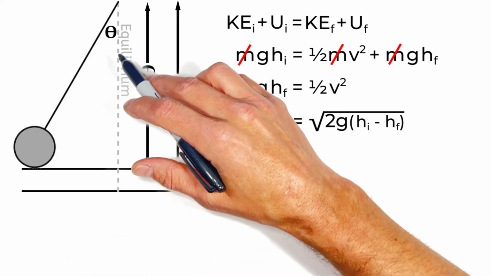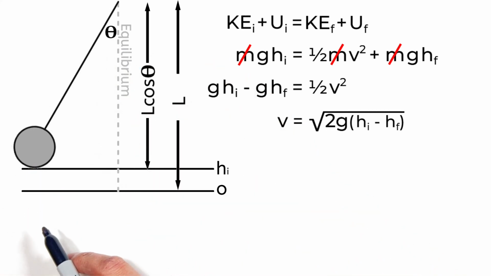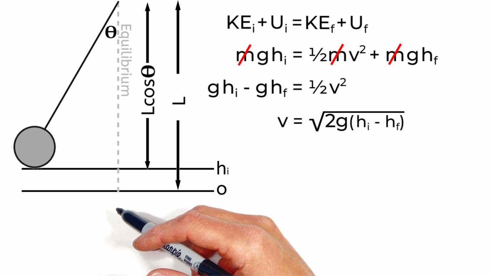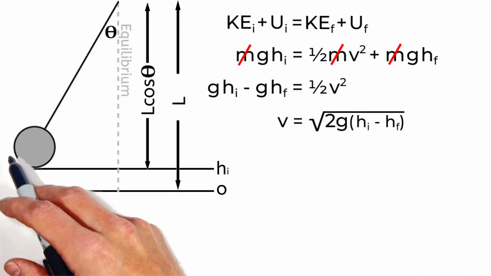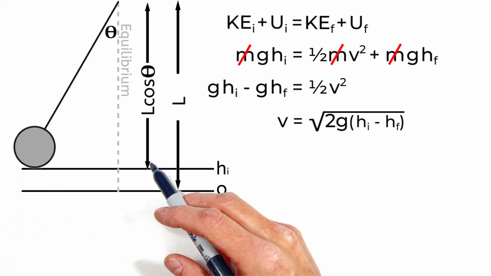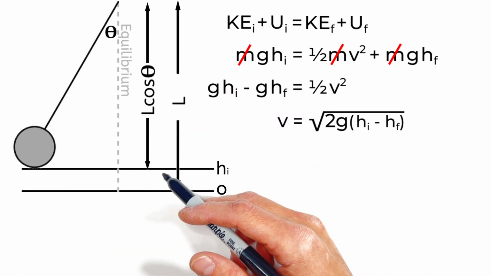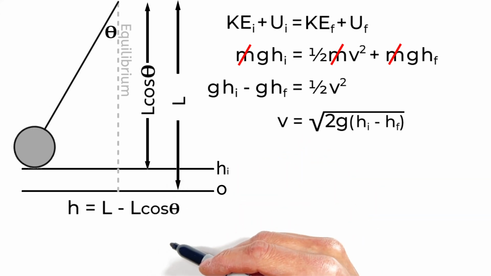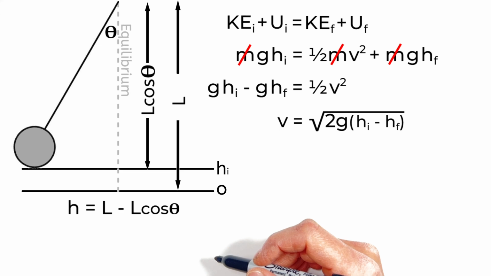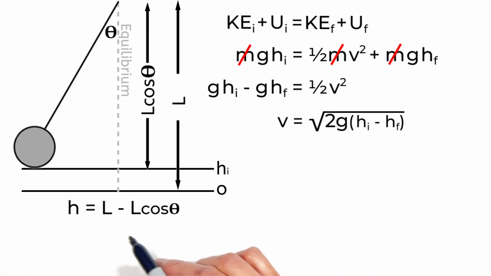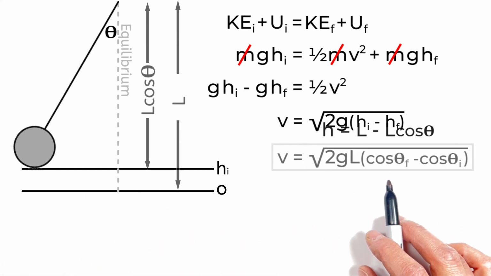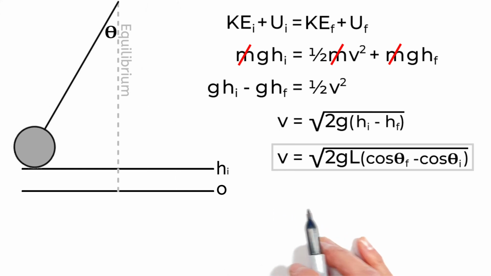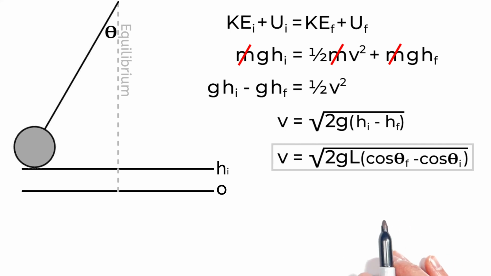Now remember, we're trying to relate this angle to the height of the pendulum bob. And so if the distance from the pivot to this lowest point is L, but the distance from the pivot to this pendulum bob when it's pulled back some angle theta is going to be L cosine theta, that means the actual height of the pendulum bob is given by L minus L cosine theta. So what we can do is take this equation and substitute it in over here. And that's going to give us an expression for the velocity of the pendulum at any position as a function of its initial and final angles.